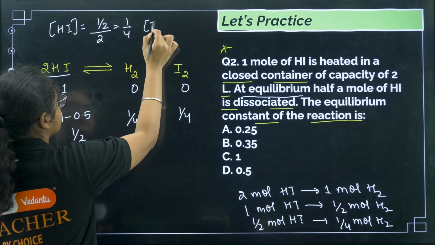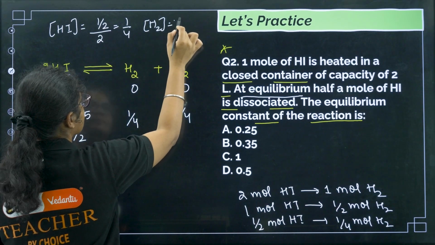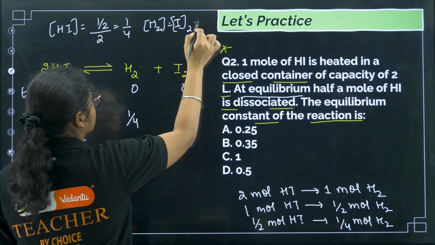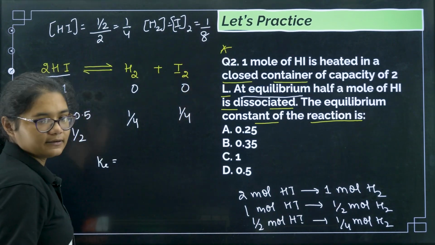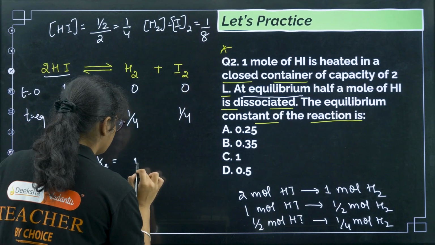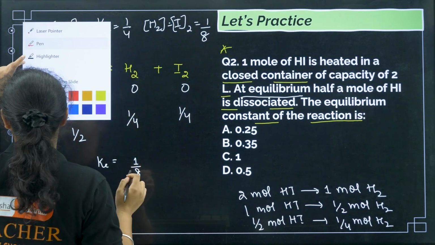And what will be the concentration of H2 and I2? That will be 1/4/2, that is 1/8. Okay, so now we will get 1/8. Okay, let me write the first expression.